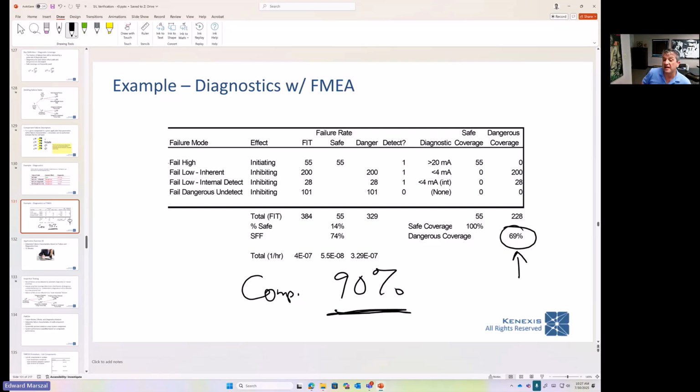Let's say that that is capable of diagnosing 90% of failures. And that's a number that I'm going to recommend that you use, but only under certain very special circumstances. So what do I do in my calculations? Do I say that, well, okay, my internal diagnostics detected 69%, and now my comparison diagnostics are going to be able to detect 90% of what's left?